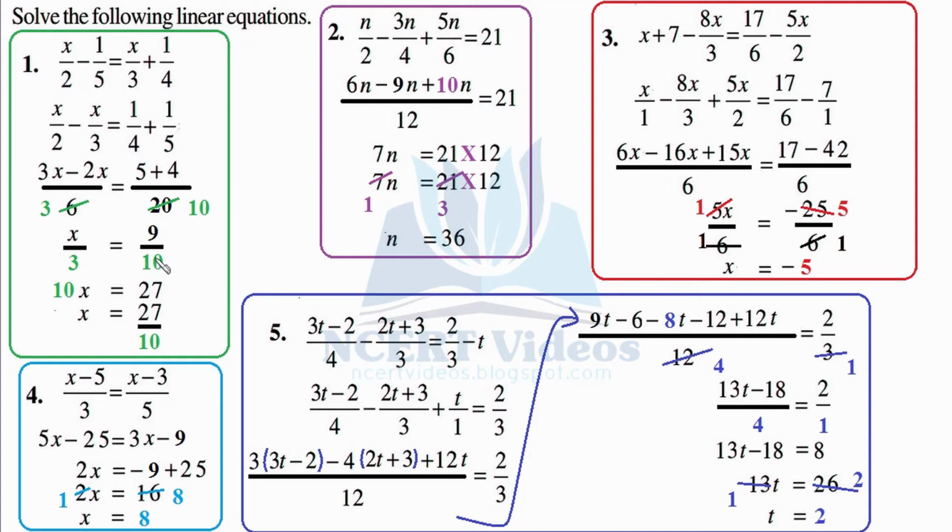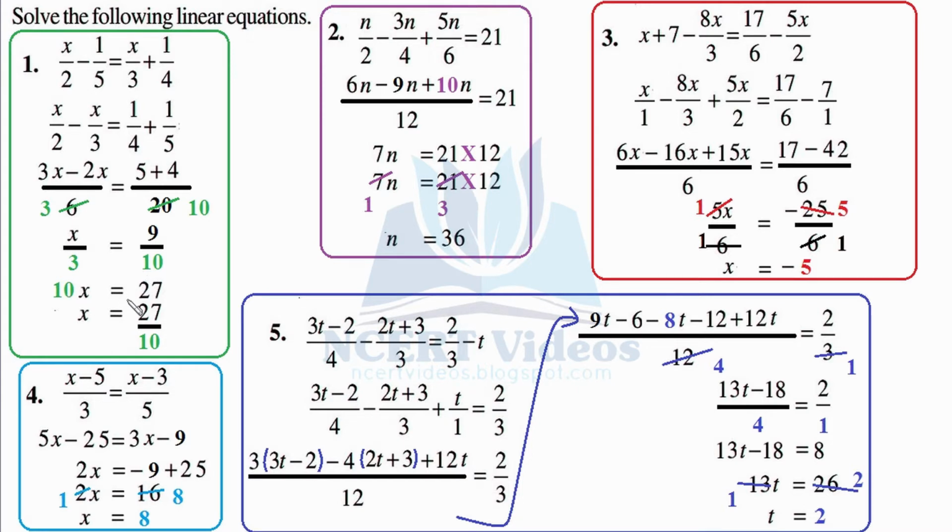Now this 10 is getting divided up. When we transpose it towards the left hand side, it will get multiplied up. And again, this 3, when it is transposed towards the right hand side, it will get multiplied. So we did the same. 10 into x is 10x equal to 9 into 3 is 27. This is also termed as cross multiplication, which we will learn in next chapters.